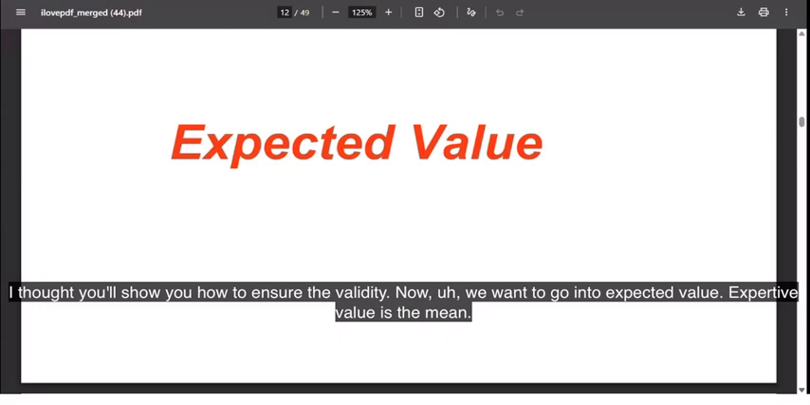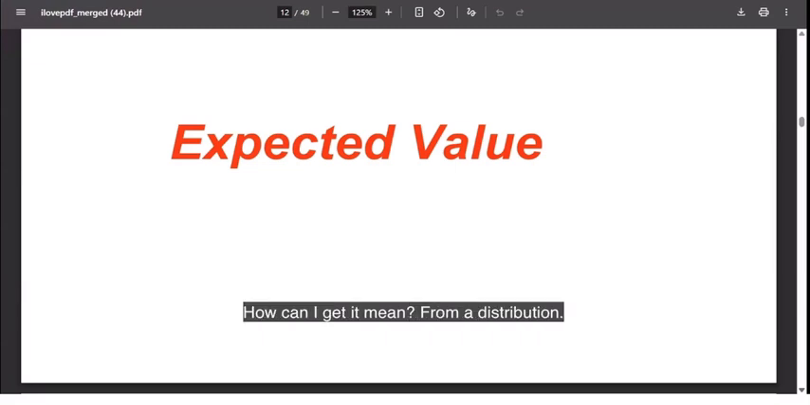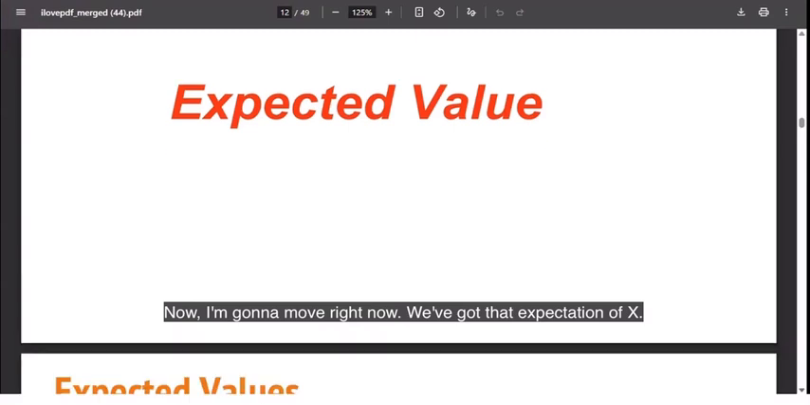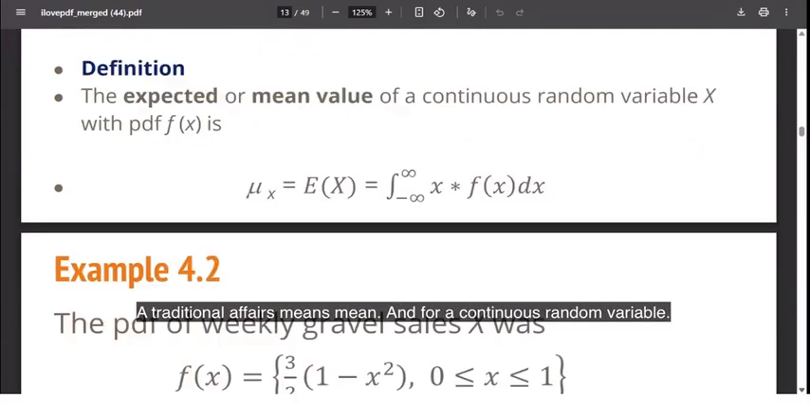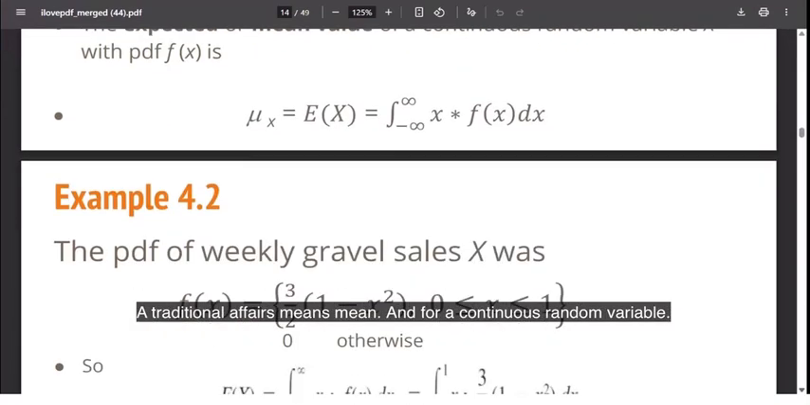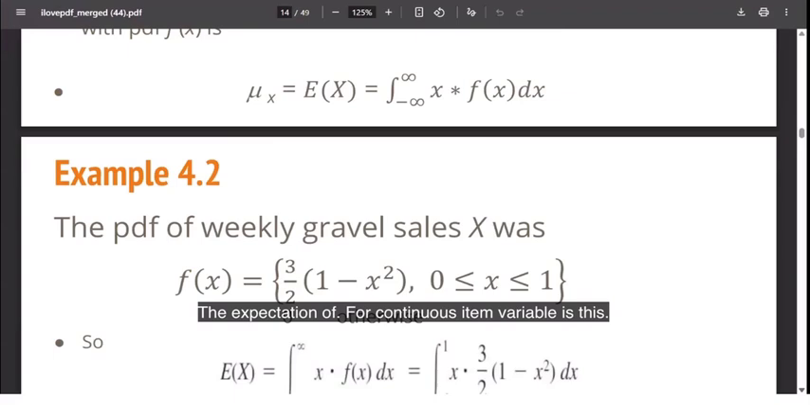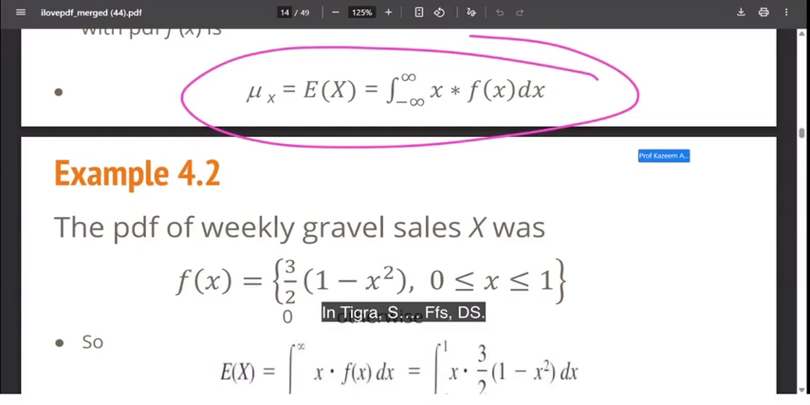Now, we want to go into expected value. Expected value is the mean. How can I get a mean from a distribution? We call that expectation of X. Expectation of X means mean. And for a continuous random variable, the expectation of S is this: integral S f of S ds.